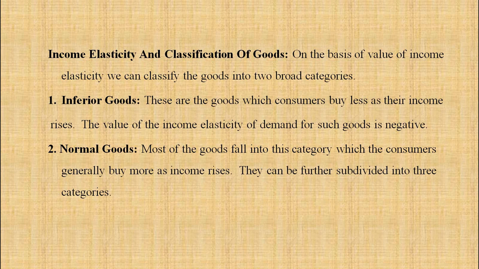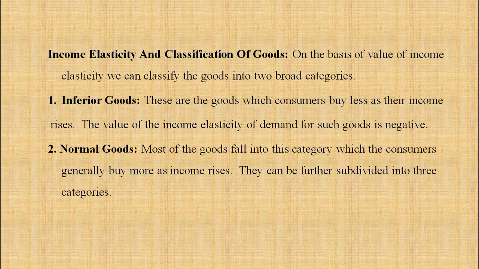Income elasticity and classification of goods. On the basis of value of income elasticity, we can classify the goods into two broad categories. Number one, inferior goods. These are the goods which consumers buy less as their income rises. The value of income elasticity of demand for such goods is negative. Second, normal goods. Most of the goods fall into this category, which the consumer generally buys more as income rises.